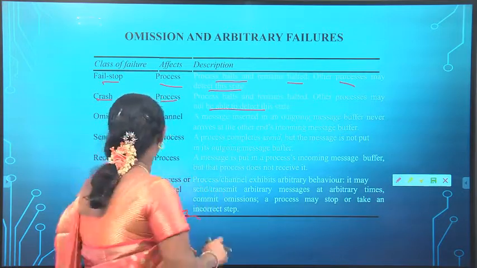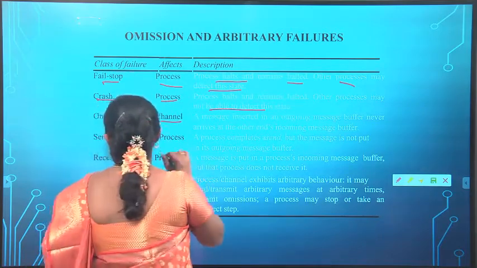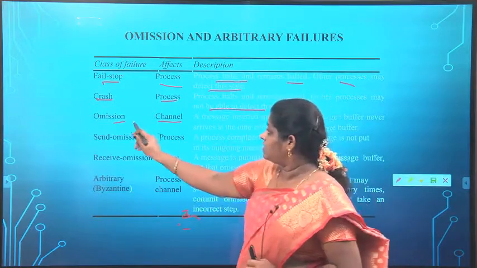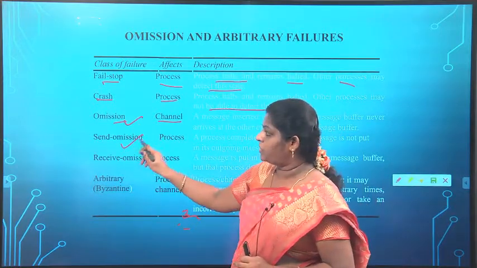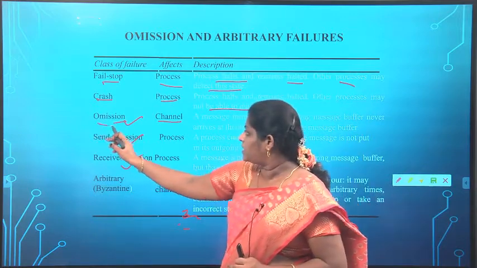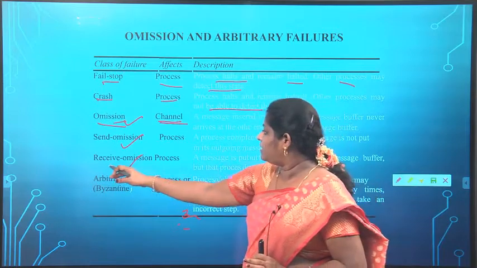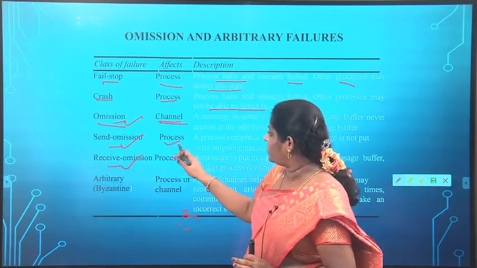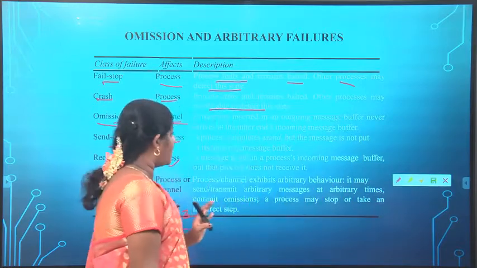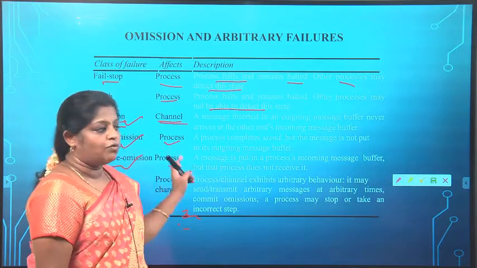Next one is omission failure. That will affect the channel, I told you. And what are the three types of omission failure? This is channel omission, send omission, and receive omission failure. Already I told you that channel omission failure will affect the channel only. But the receive omission and the send omission will affect the process. This one I explained in the previous slide.